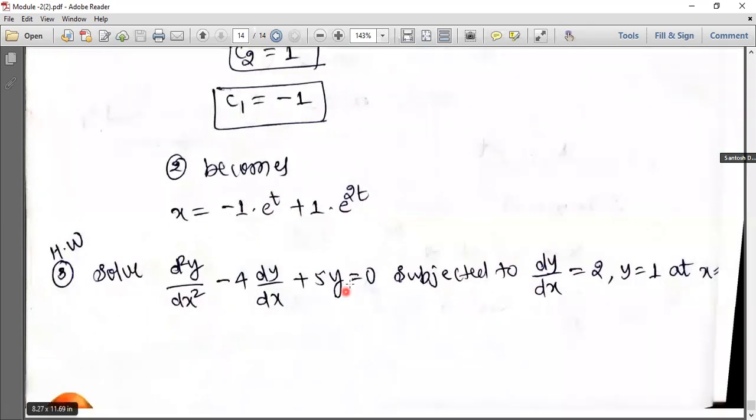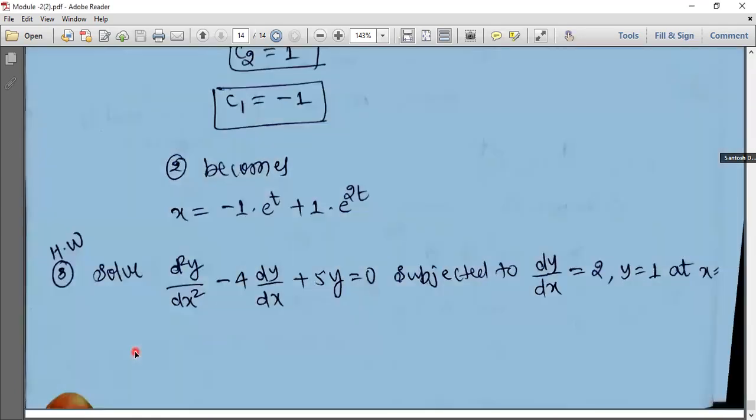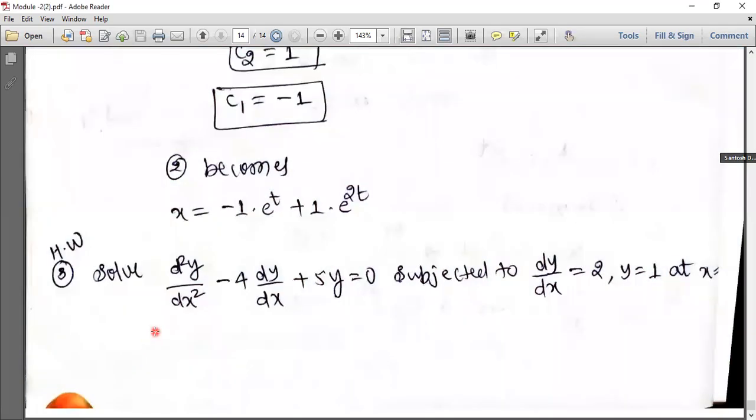Okay, so this is a homework example. Any doubts? Hello? Any doubts? No, sir.